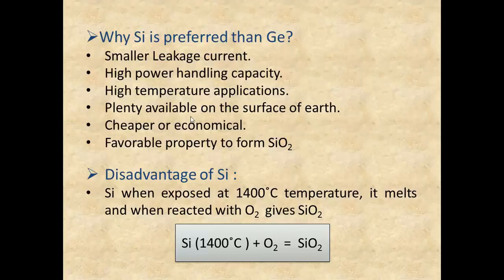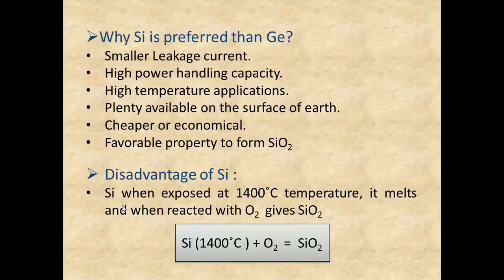Silicon is plentifully available on the surface of the earth, and this is a primary reason why silicon is so popular these days. Silicon is very economical and cheaper, so we prefer silicon. And silicon has the favorable property of forming silicon dioxide, and this last point is the main reason why silicon is so favored by integrated circuit manufacturers.